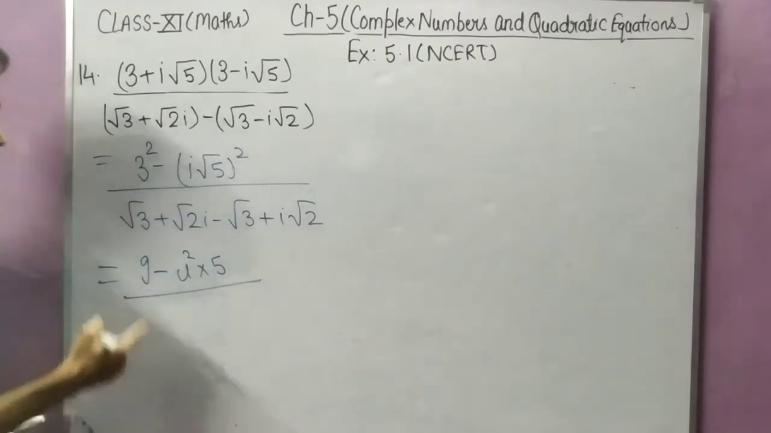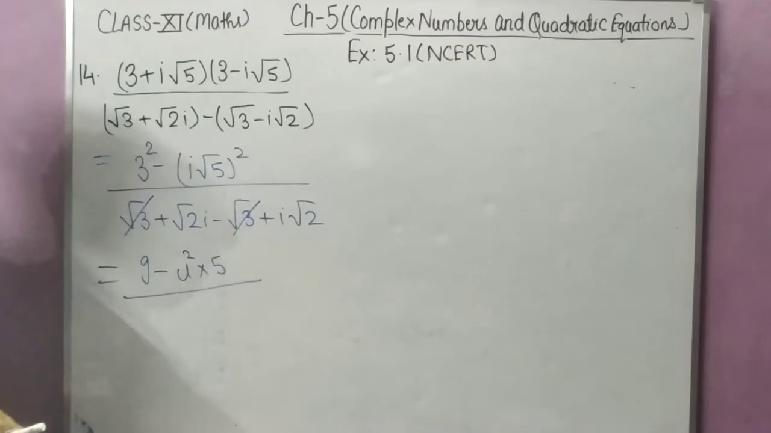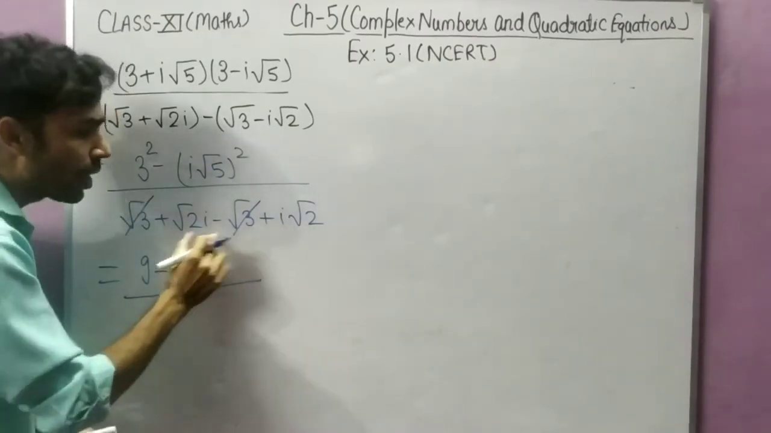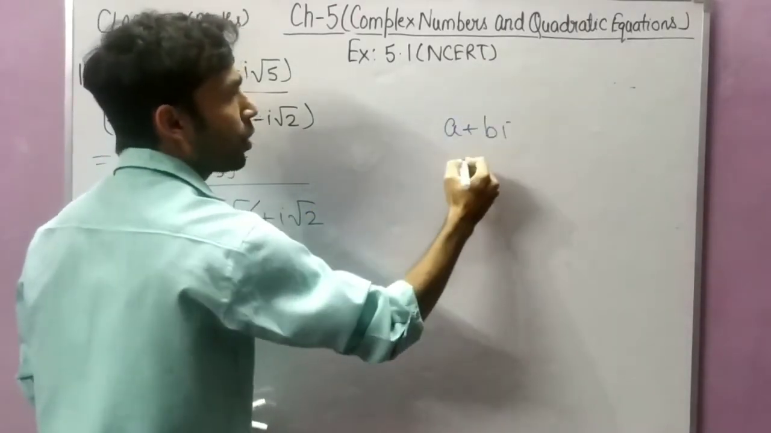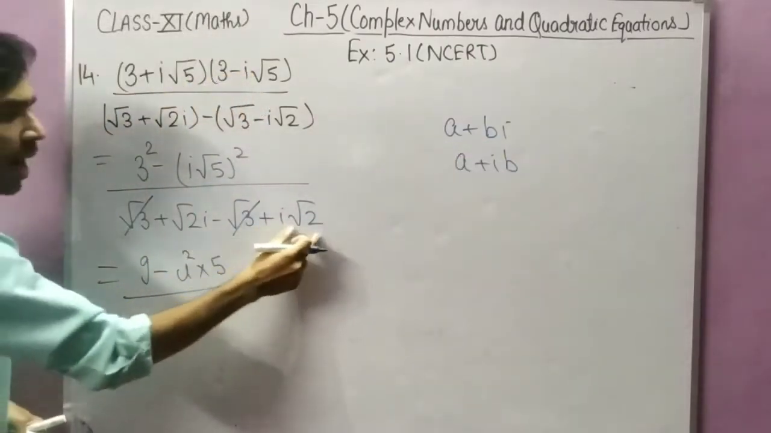Okay, now see student, 3 square will be 9 minus i square into 5, this will come. Okay, and in this denominator part root 3 will be cancelled. Okay, it is root 2i and it is i root 2, both are same. I told you, now either you will write a plus bi or you can write a plus ib, both are same. Okay, so these two are the like terms.